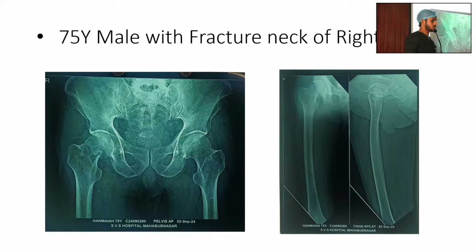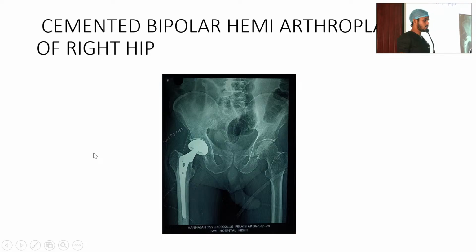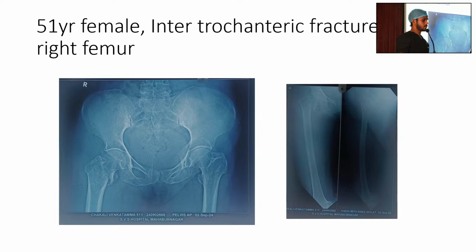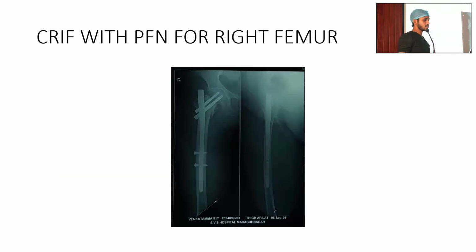Go on. A 75-year-old male, sir, with fracture neck of right femur, intracapsular fracture. It's subcapital type, sir. We have done cemented bipolar hemiarthroplasty of right hip, sir. Who has done this? Jairam, sir. Okay, go on. Looks good. Yes. So a 51-year-old female, sir, with intertrochanteric fracture of right femur. It's Boyd and Griffin type 2, sir. We have done closed reduction internal fixation with proximal femoral nail for right femur.